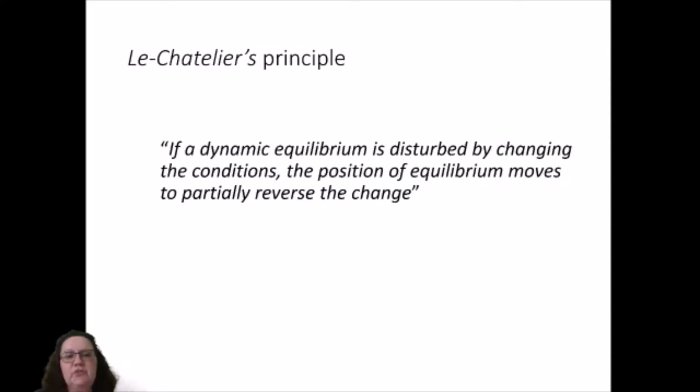Le Chatelier's principle tells us that if a dynamic equilibrium, a chemical equilibrium, is disturbed by changing the conditions of that reaction, the position of that equilibrium will move to try to partially reverse the change that we have introduced. So when we disturb the chemical equilibrium, when we introduce something that disturbs the position of the equilibrium, the reaction will respond in a way to try to compensate and reverse those changes we have introduced.